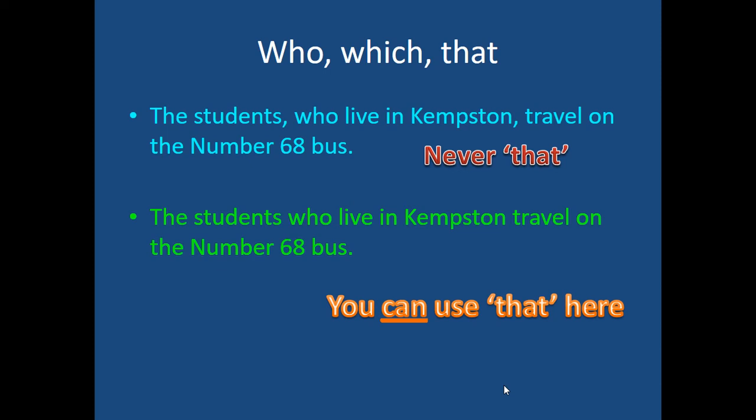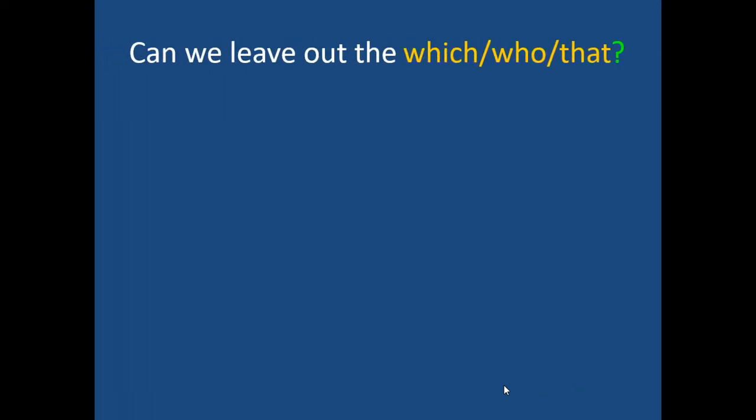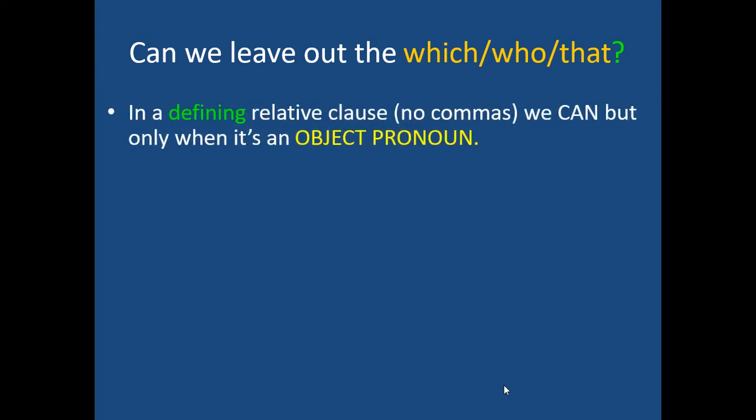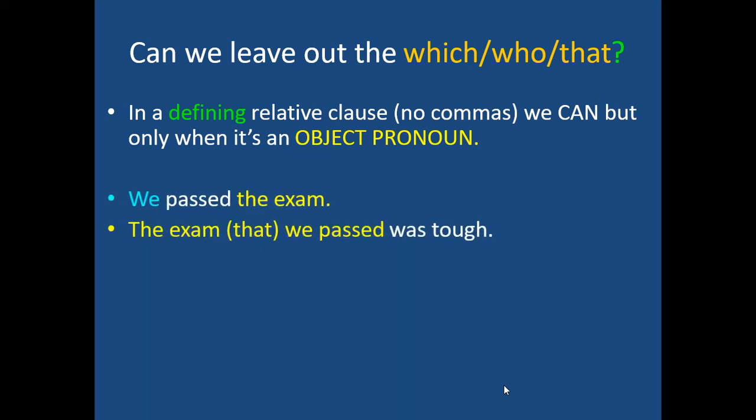For the second one, you don't need to. And we leave out which, who, or that. In a defining relative clause, the one with no commas, we can leave it out when it's an object pronoun. We passed the exam. The exam that we passed was tough. Or we could say the exam we passed was tough. Native English speakers will do this every time. Again, you don't have to, but you have to understand it or you could get confused.